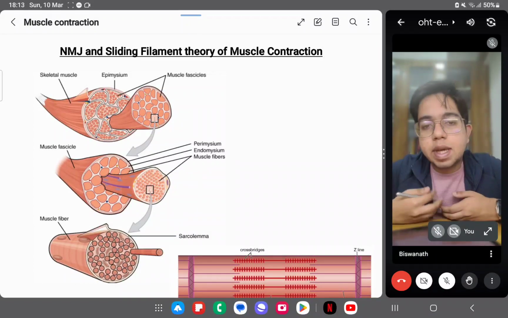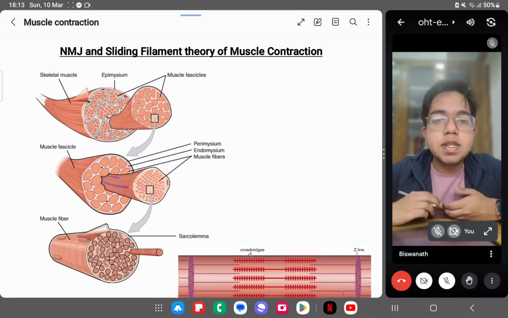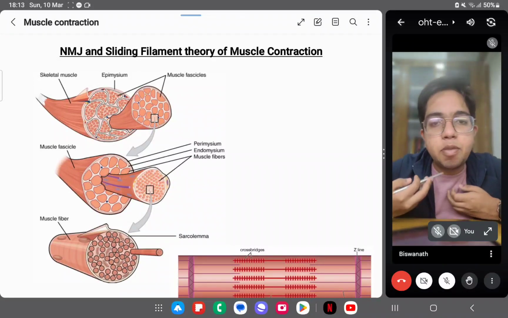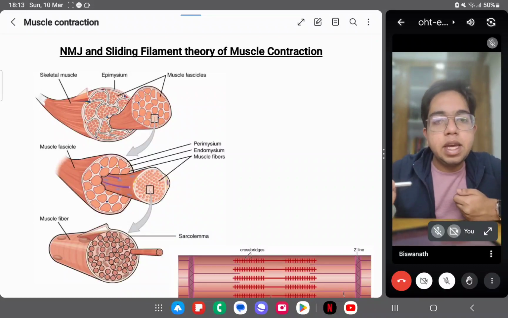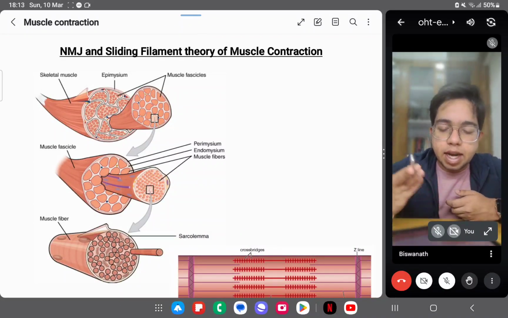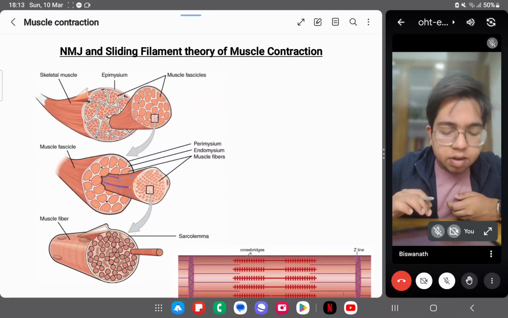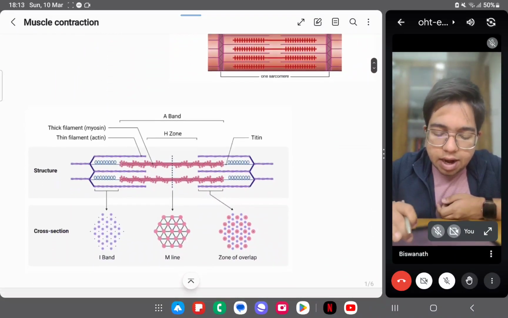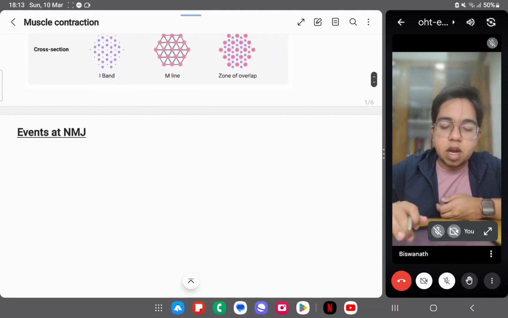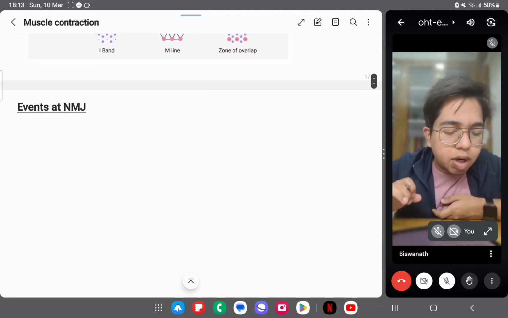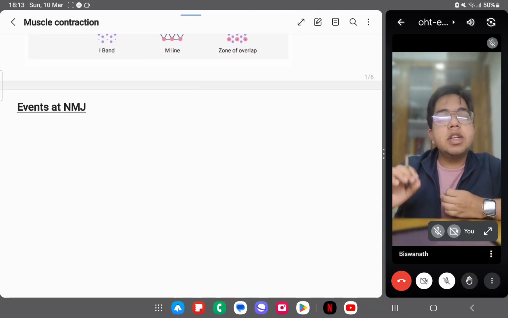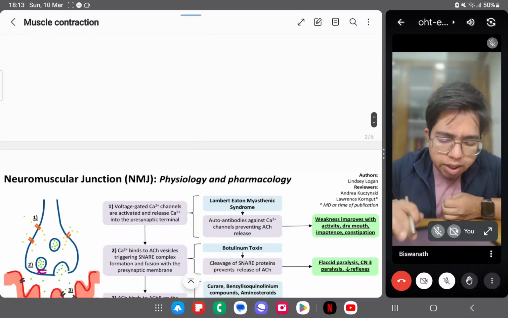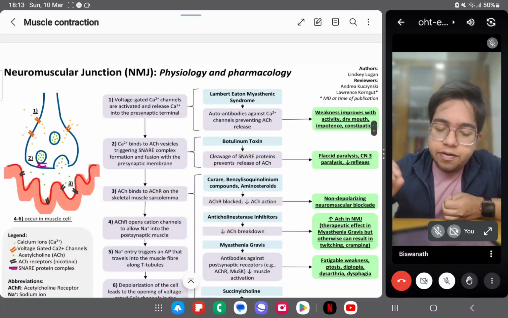Most of the books skip the SNARE proteins, but they are very important for you to understand some of the basics of botulinum toxin, botulinum A, E, and so on. Okay, we'll discuss that slightly. And we'll start with the structure of the skeletal muscle, and afterwards we'll go to the structure of the sarcomere, and we'll discuss the events at the NMJ, the neuromuscular junction. What are the events that are occurring in the body, and the related physiology and pharmacology.